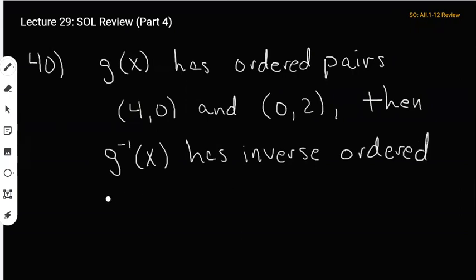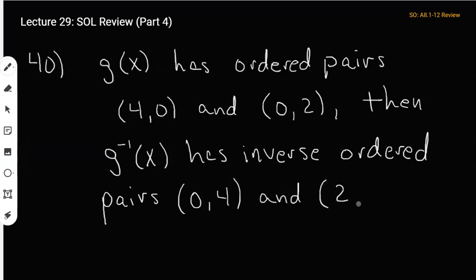So what we're going to do is take those 2 points that we just found and flip them, so that the x value becomes the y value and the y value becomes the x value. So if I switch 4, 0, I would get 0, 4. And if I switch the next point, I wouldn't have 0, 2 anymore. I would have 2, 0. So now I'm looking for the graph that has these 2 points right here.